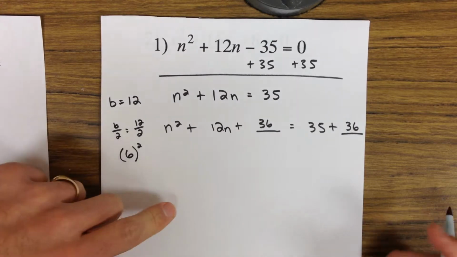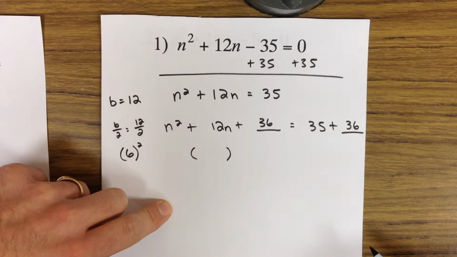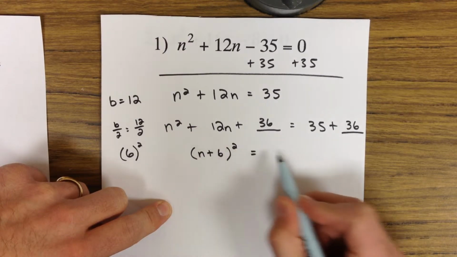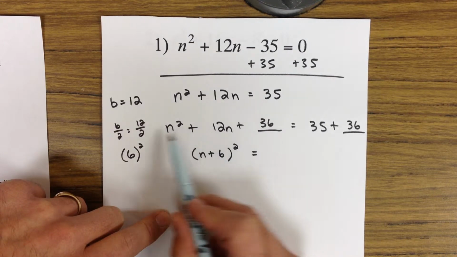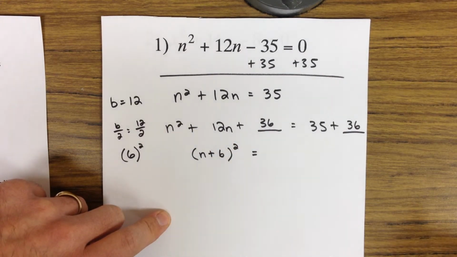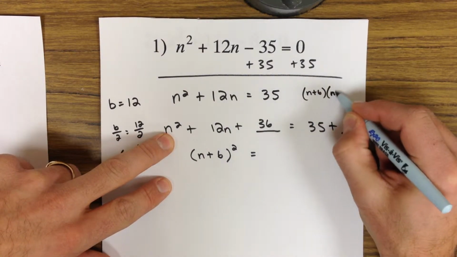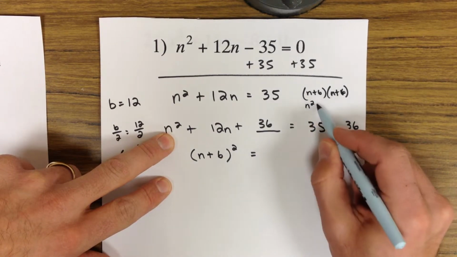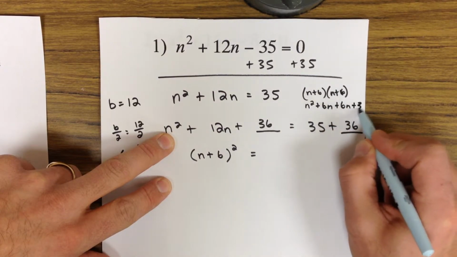Now, the big thing that we need to see is that this is a perfect square now. Okay, so n plus 6 squared. When I square that, I could check it. n plus 6 times n plus 6 would be the same as n squared plus 12n plus 36. If you don't see that, we could check it real quick. n plus 6 times n plus 6. You FOIL this. n times n is n squared. n times 6 is 6n. 6 times n is 6n. And then 6 times 6 is the 36.